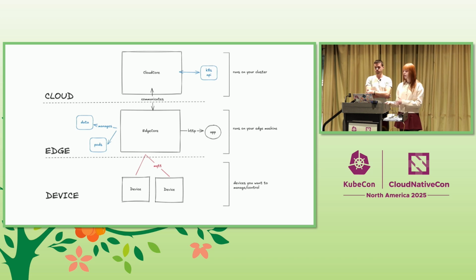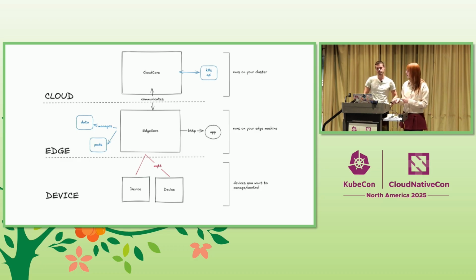Now, the edge core talks to the device layer via MQTT protocol, and it can also talk to local applications via HTTP. And then on the device layer, you can see actual devices. So again, as mentioned, these can be sensors or robots or cameras or something else. Obviously, they will use their own protocols as well. And KubeEdge offers a framework that you can use to represent these kinds of devices as Kubernetes custom resources.